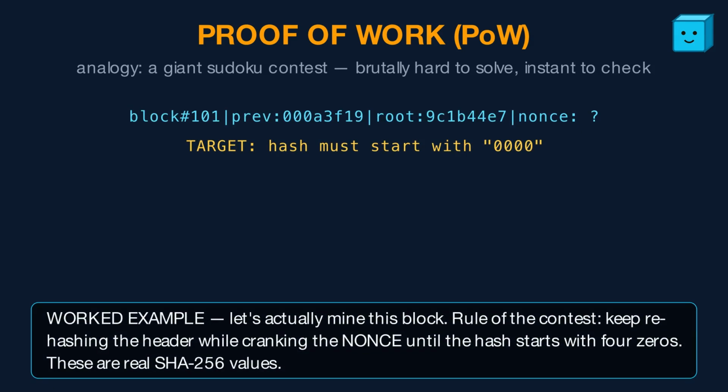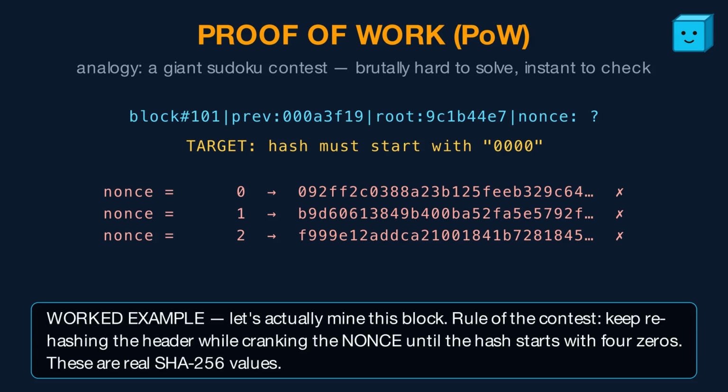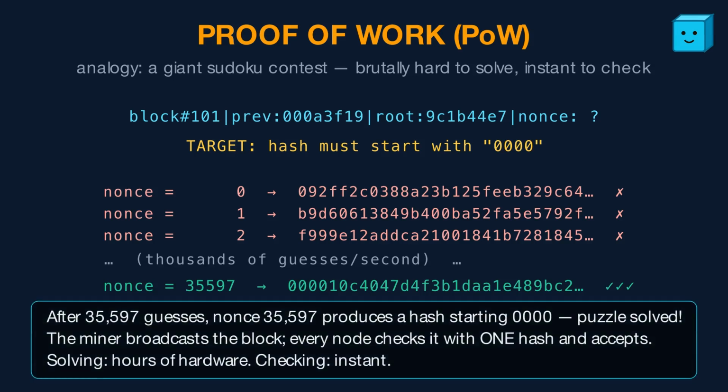Worked example. Let's actually mine this block. Rule of the contest. Keep rehashing the header while cranking the nonce until the hash starts with 4 zeros. These are real SHA-256 values. After 35,597 guesses, nonce 35,597 produces a hash starting 0000. Puzzle solved. The miner broadcasts the block. Every node checks it with 1 hash and accepts.